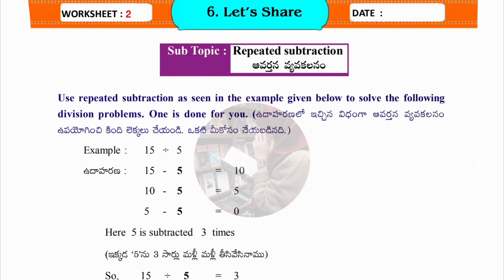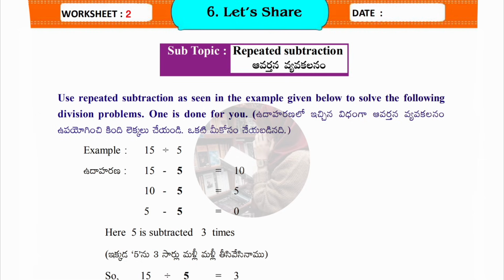Let's see, 15 minus 5 is 10. Okay, again 10 minus 5 is 5. Then 5 minus 5 is 0. So we have to do this until we get 0 as the remainder. So here in this process we are just subtracting 5 repeatedly. This is what this topic is all about.